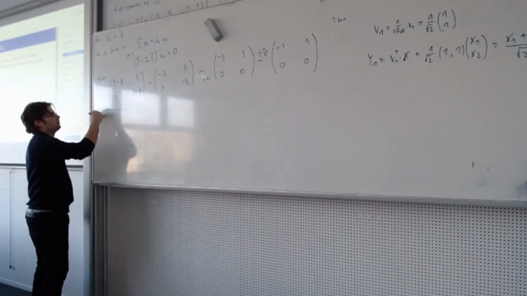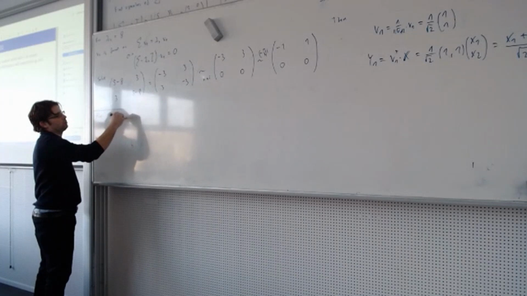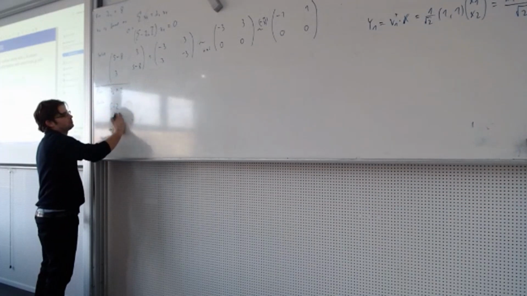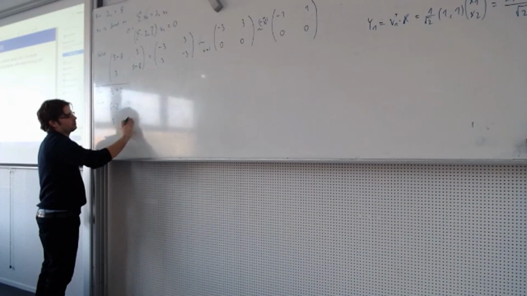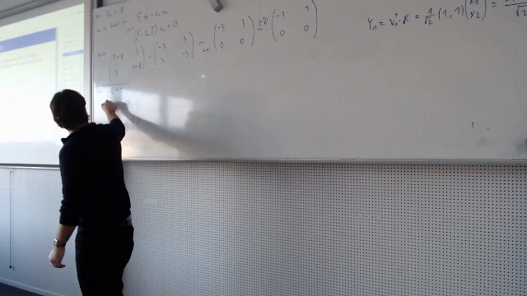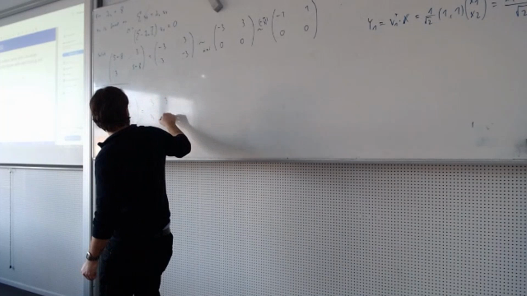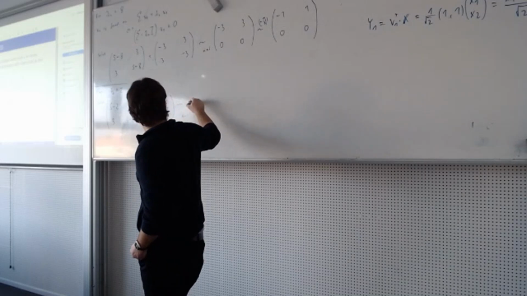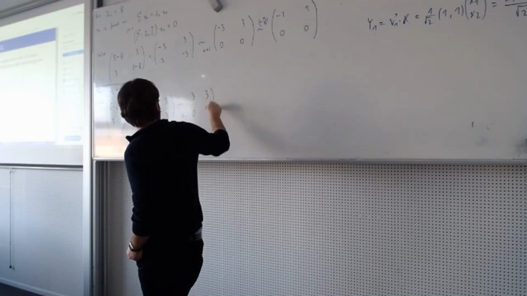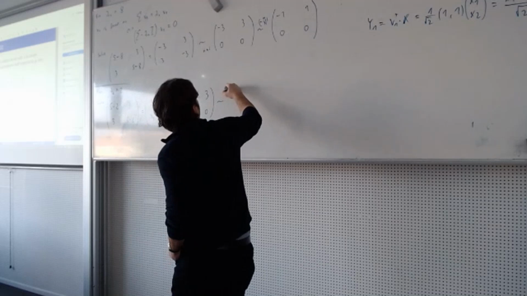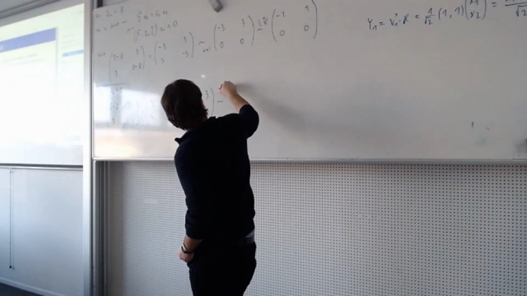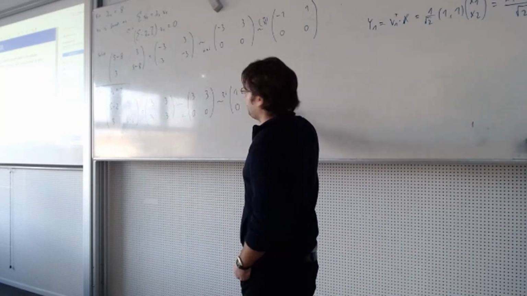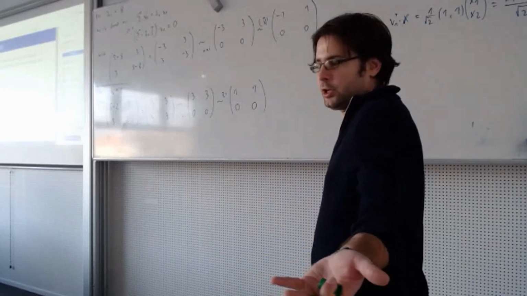And let's see how this works for the other one, where lambda 2 is equal to 2, right? So we need to solve 5 minus 2, 3, 3, 5 minus 2. So we'll get 3, 3, 3, 3. Let's subtract the first from the second. So we'll get 3, 3, 0, 0. Multiply the first by 1/3. We'll get 1, 1, 0, 0. And what would be the solution to that? 1, minus 1. For example, yeah.